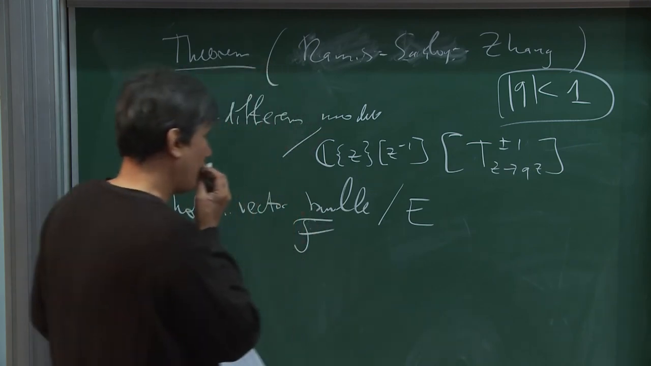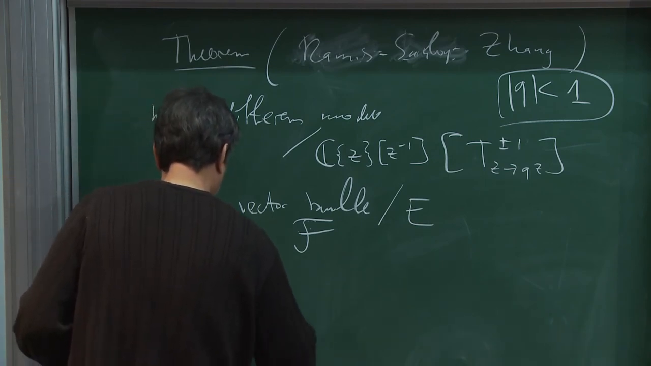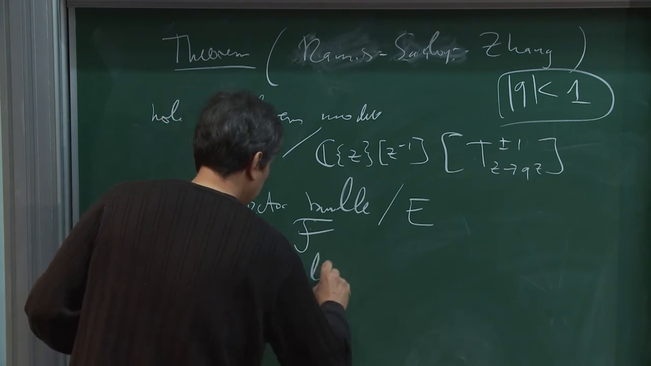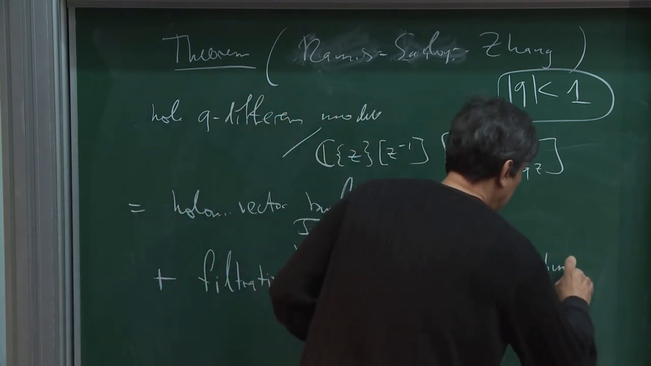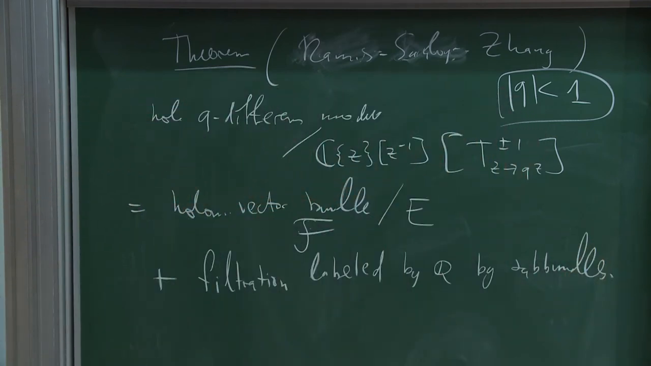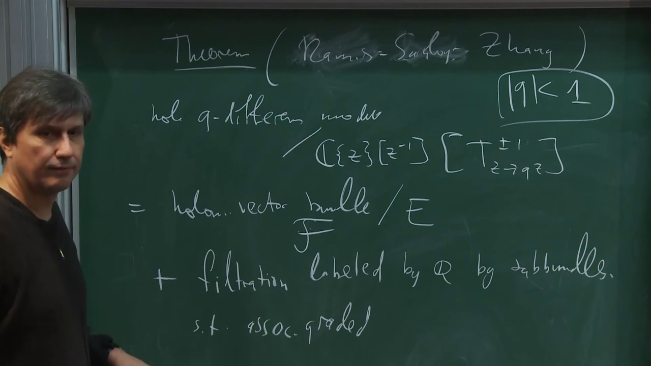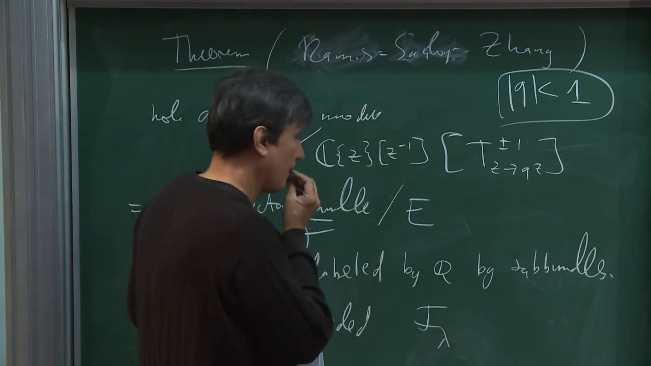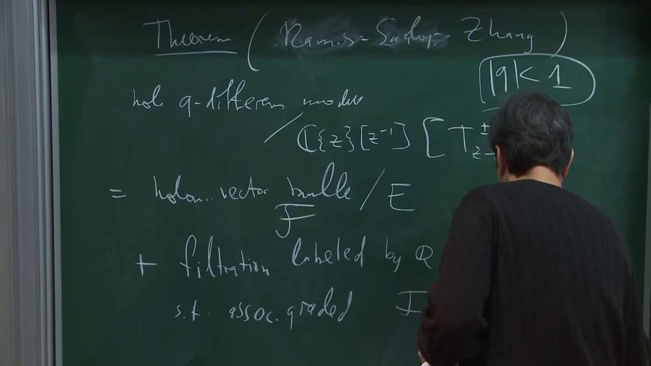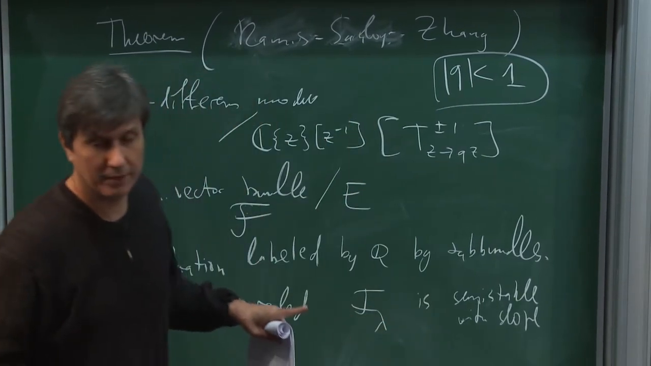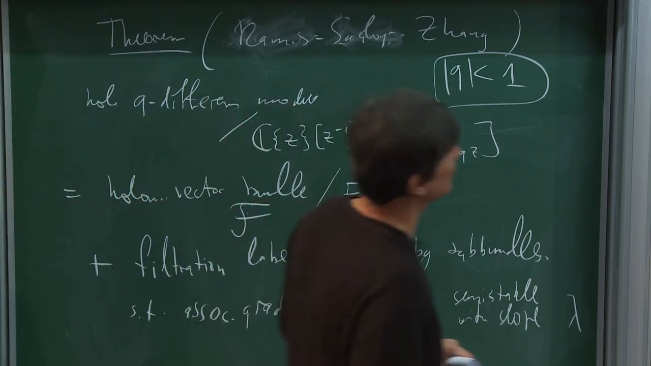maybe called F, plus a filtration by rational numbers with finitely many steps. Filtration labeled by Q by subbundles, such that the associated graded, this is F lambda, is semi-stable with slope, I can make a mistake, lambda or minus lambda. Let's say lambda. And what is the slope? What is semi-stable?